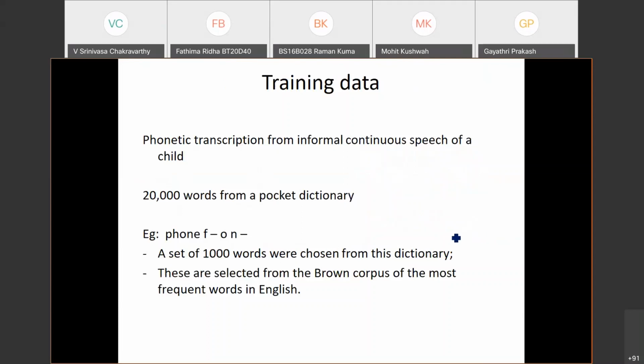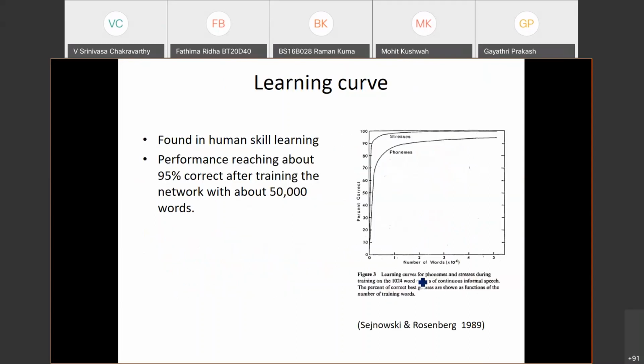They took words from a pocket dictionary, about 20,000 words, which were read out as utterances from a child's running speech. In total, 1,000 words were taken from this dictionary, and the network is trained on that.